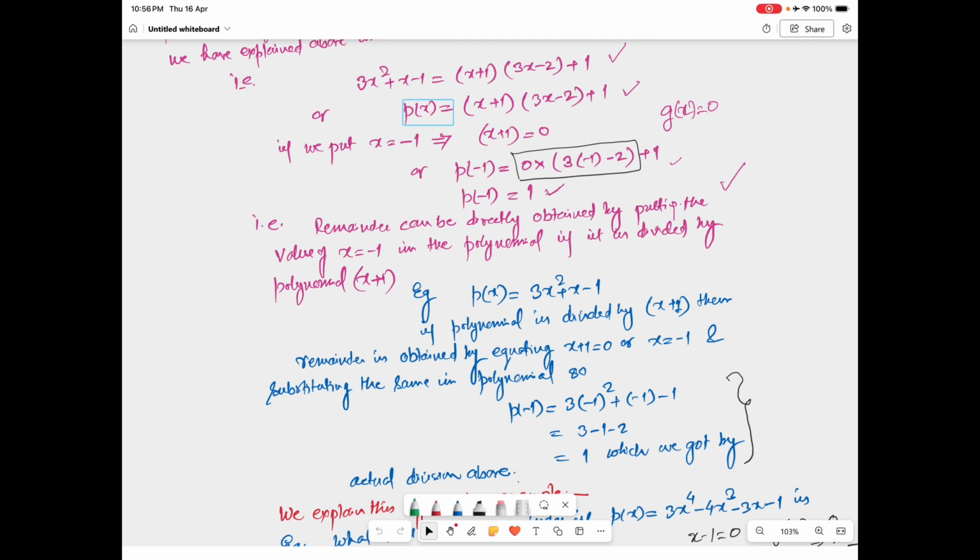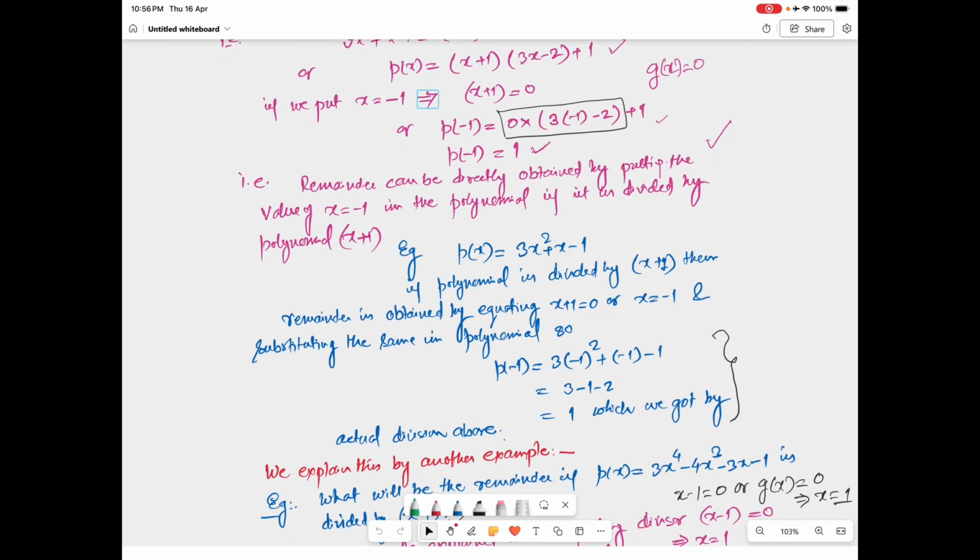The example is clear here. Suppose p(x) is equal to 3x square plus x minus 1. Same thing, if I divide this polynomial by x plus 1, then instead of doing the whole division, as we have done earlier, if I substitute the value x is equal to minus 1 into the polynomial, the value which I get is called the remainder.